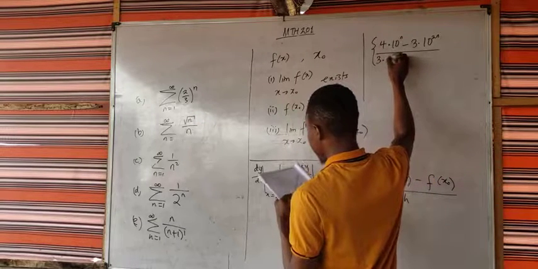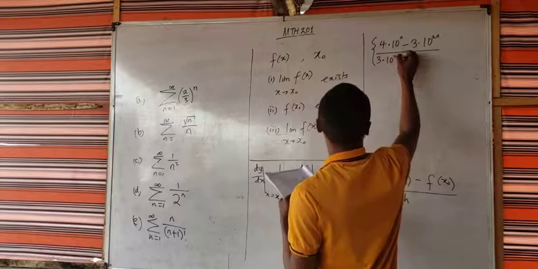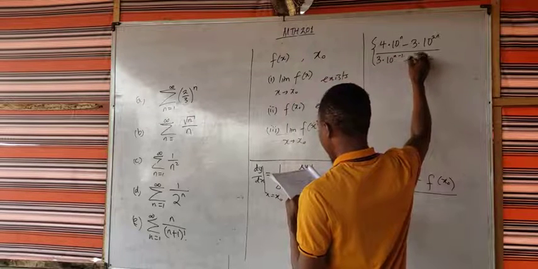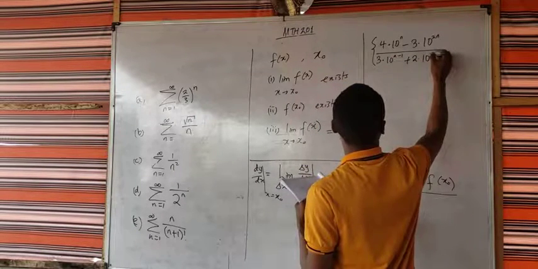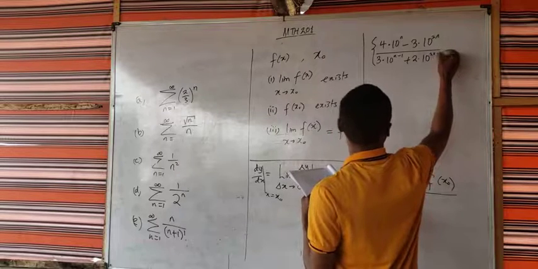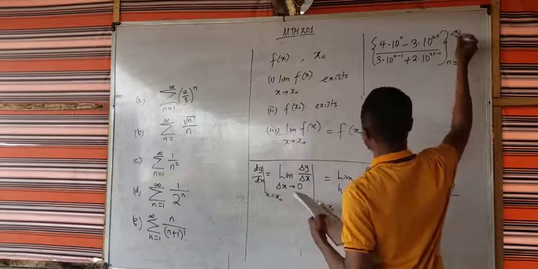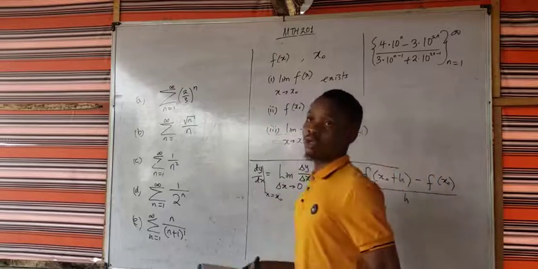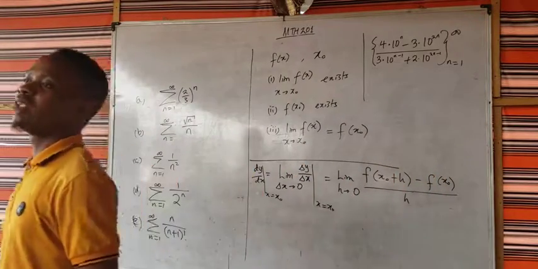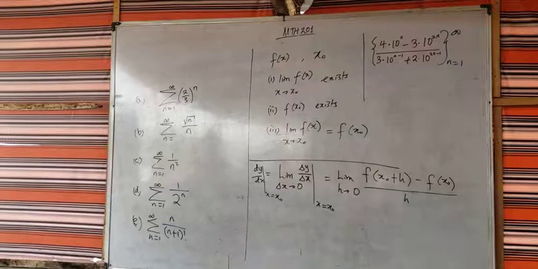Divided by 3 times 10 raised to power n minus 1 plus 2 times 10 raised to power 2n minus 1, n equal to 1 to infinity. To what value does this converge? How do you get the value to which it converges? You get the limit as n approaches infinity.